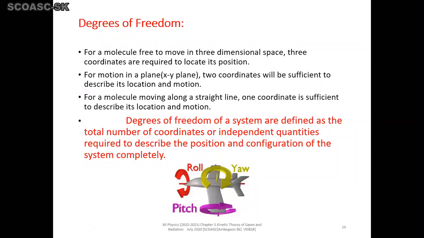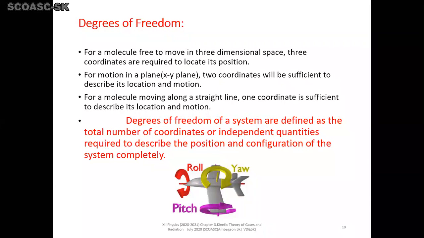Let me say that the molecule is moving in a plane, say in the xy plane. Then if I have to describe its motion, describe its location, track that particular point, I need two coordinates. One is the x coordinate and the other is the y coordinate. If it is moving in the YZ plane, I need the y coordinate and z coordinate. If it is moving in the XZ plane, I need the x coordinate and the z coordinate, right?